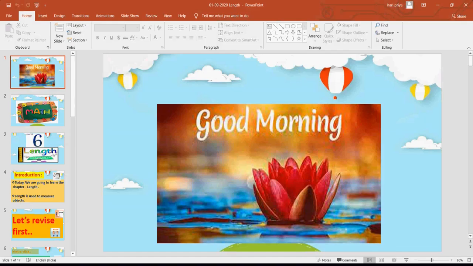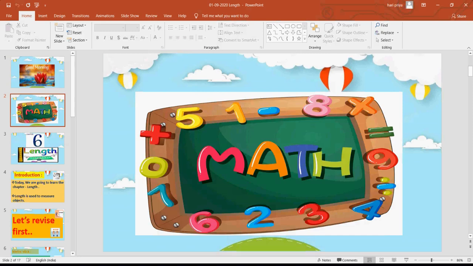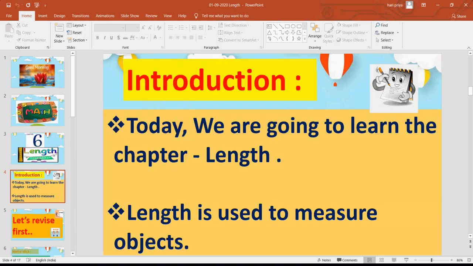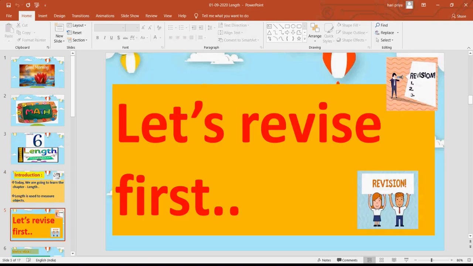So, do you remember what we studied last class? In math, what did we study last class? We all came across the new chapter called length, right? Yes. In length, we studied what measurements we can do, and we came across the term length, and length is used to measure objects. Okay, so let's revise that first.